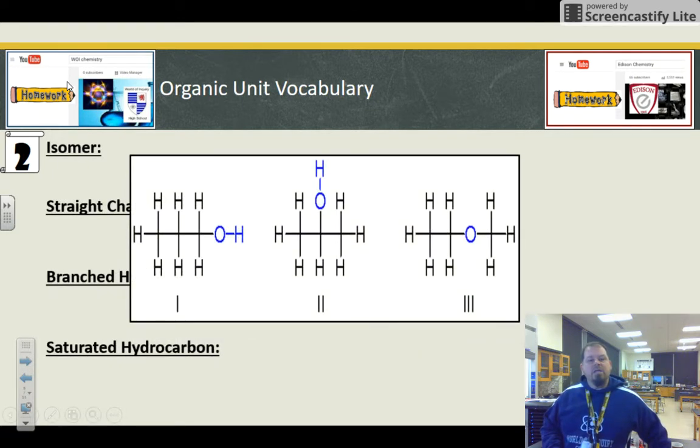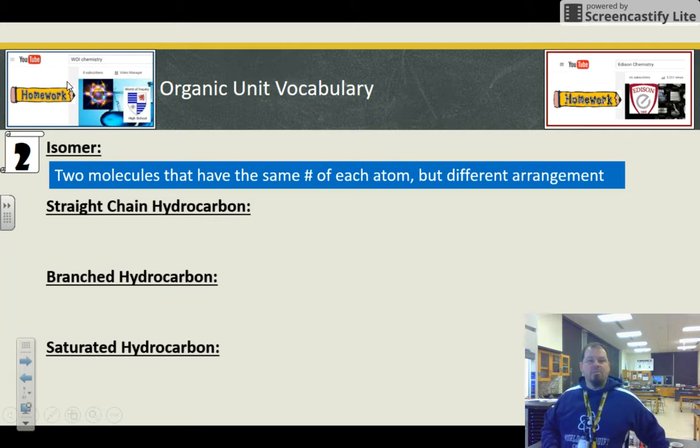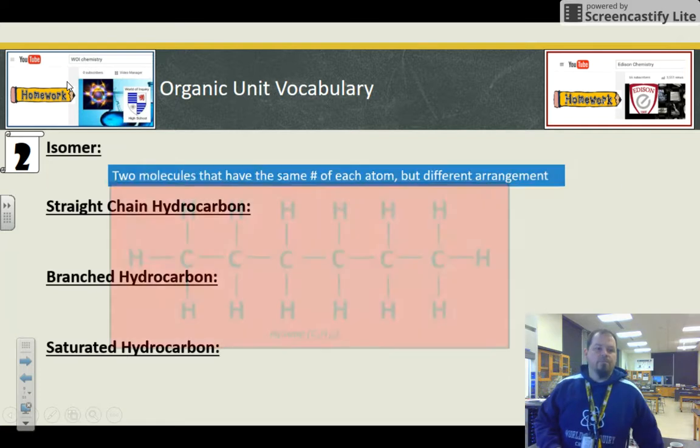Isomer, key vocab word. An isomer is, if you look at all these pictures, there's the same amount of things. Where there is the lines crossing is carbons in this particular picture. What it is, 2 molecules that have the same number of each atom, same number of carbons, hydrogens, and oxygens, but different arrangement. We call that an isomer. Okay. By definition, we'll play some games with those.